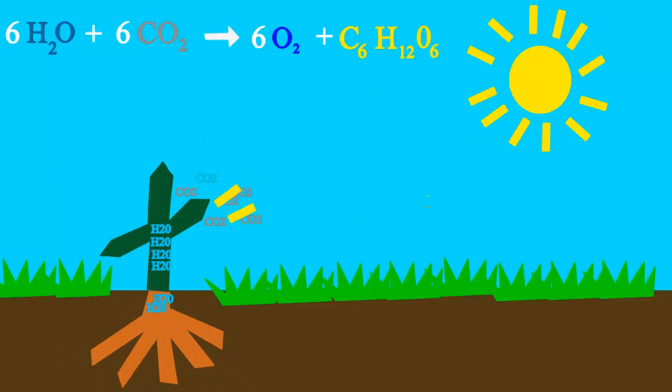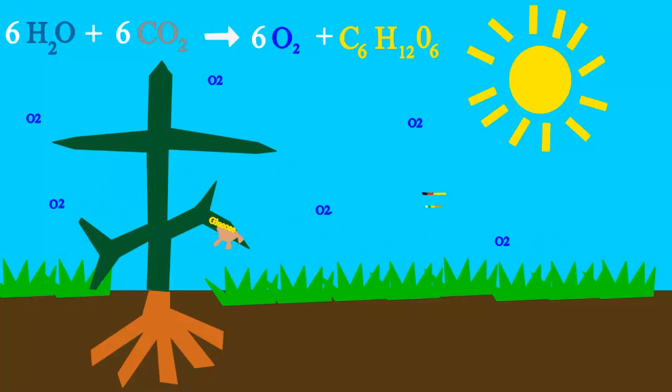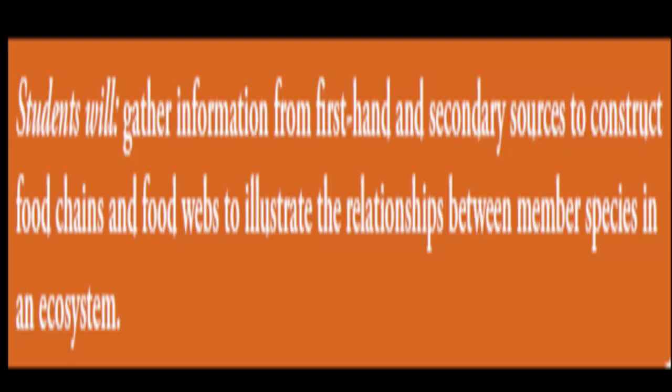sun and CO2 to make glucose, the sugar that they use for food. They also put oxygen into the air so we can share, because oxygen is everywhere.